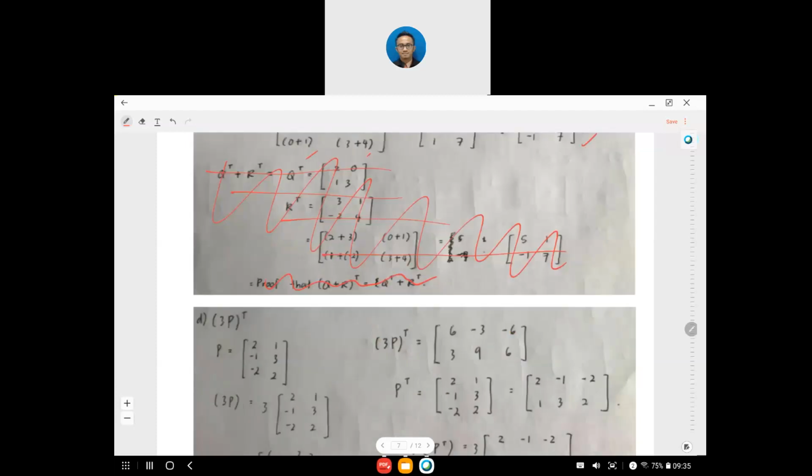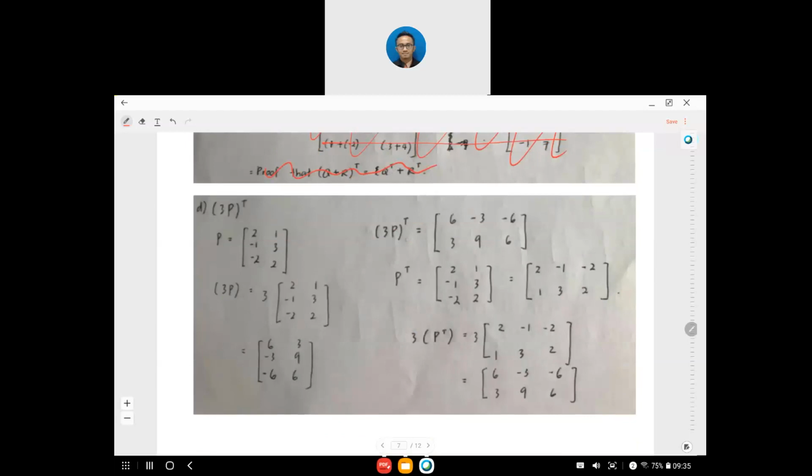Okay. Next. Question D. Find 3P transpose. So this one also the same thing. You must times by scalar 3 for the matrix P. So you can get 6, 3. Negative 3, 9. Negative 6 and then 6. And then you transpose. So you can get 6, 3, 6, negative 3, negative 6, 3, 9, 6. Okay, so this is the answer. Tak ayah ni apa ni?